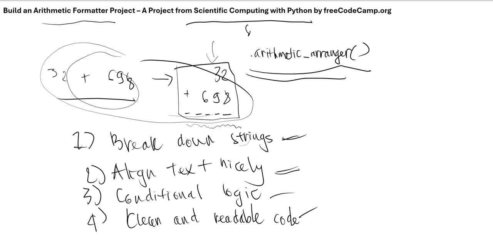And our job in this project is to build a Python function, which is not to manually convert it by hand anymore, but by using pure code. So after this project, we want to know how to break down strings, how to align text nicely on the terminal, and how to use conditional statements, and lastly, how to write clean and readable code following specific constraints.